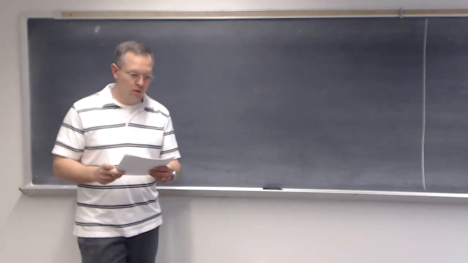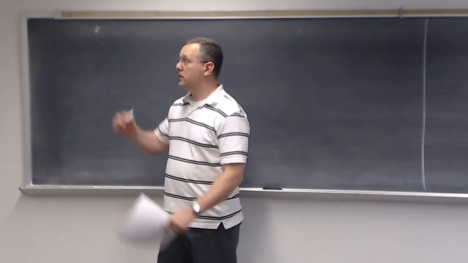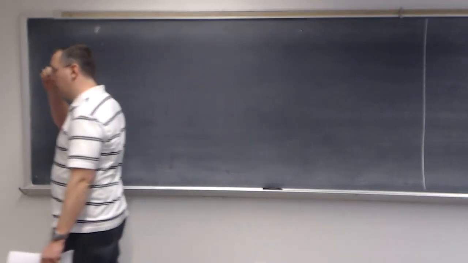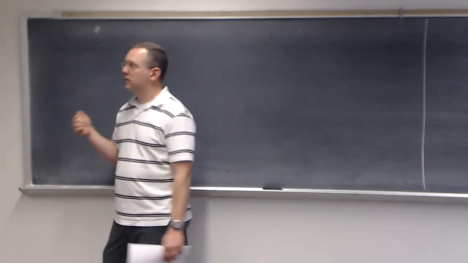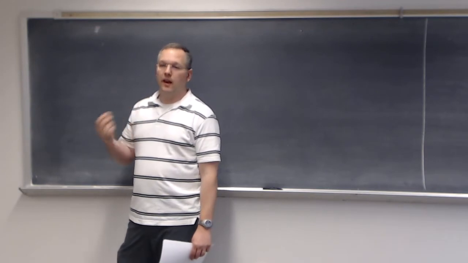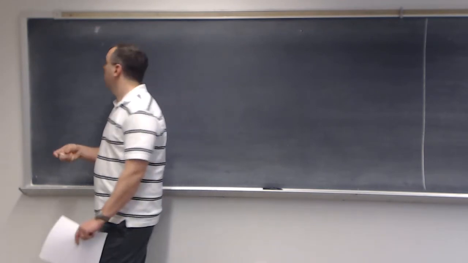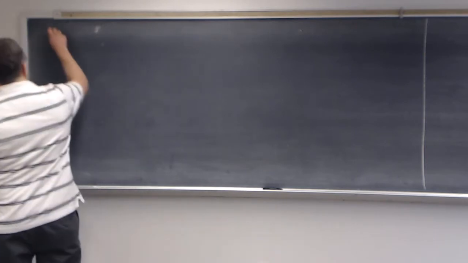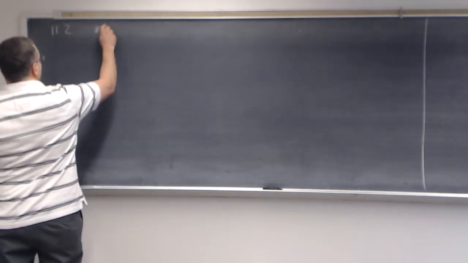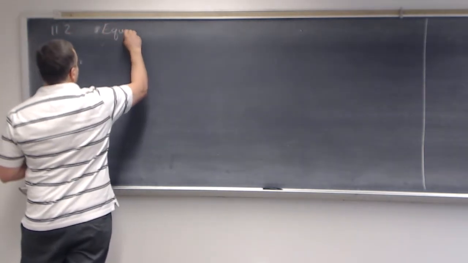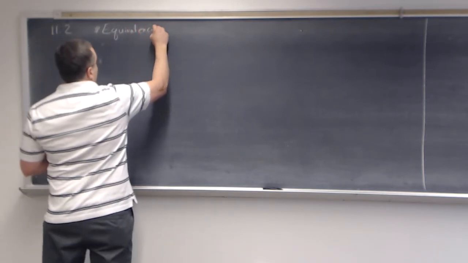Okay, today we're going to continue chapter 11, talking about relations. Last time we talked about a relation being reflexive, symmetric, and transitive. And at the end I said that a special type of relation that has all three characteristics is called an equivalence relation. So in 11.2, we're going to look at equivalence relations.